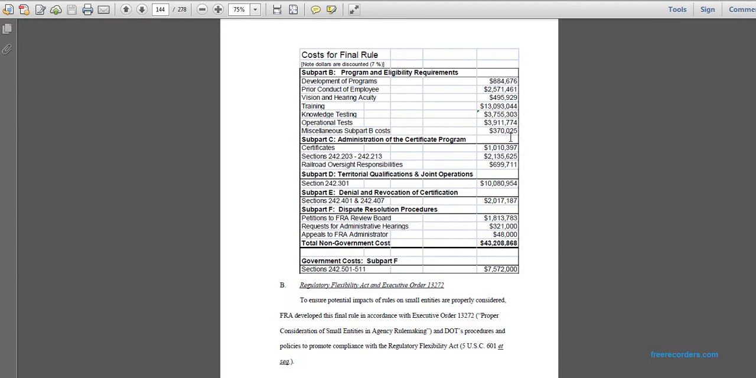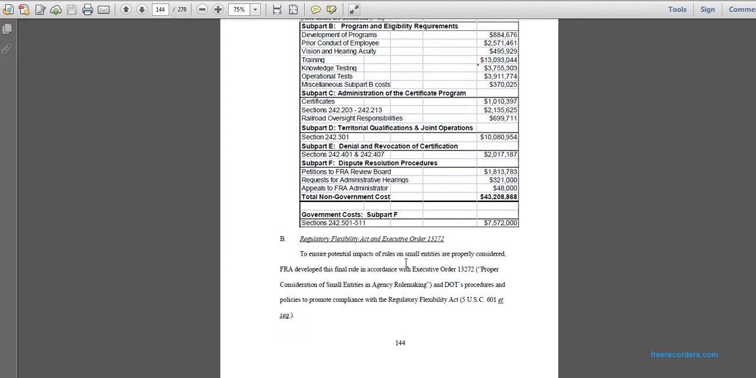Subpart F, dispute procedures, petition for the FRA review board, $1.8 million, requesting administrative hearings at $3.21. Appeals of the FRA administrative, $48,000, and total government costs, $43 million, $43.2 million. Government costs, subpart F is at $7.5 million.